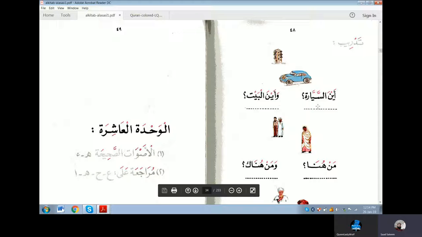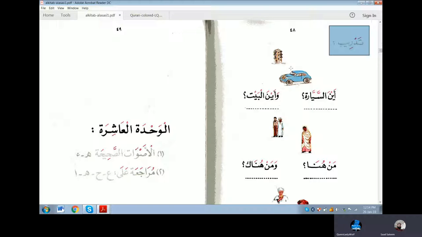Then we have Tadrib. Tadrib means exercise. We have to answer these questions according to the picture, okay? Aina sayarata? Where is the car? Where is the car?